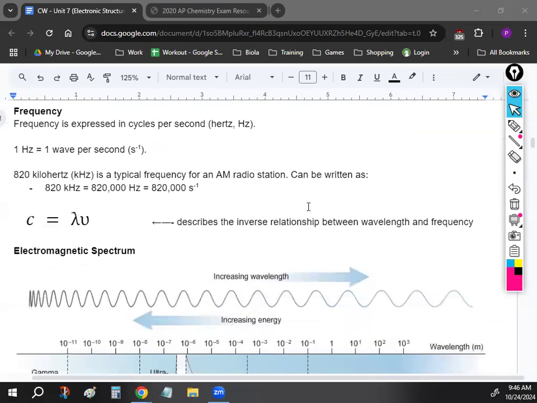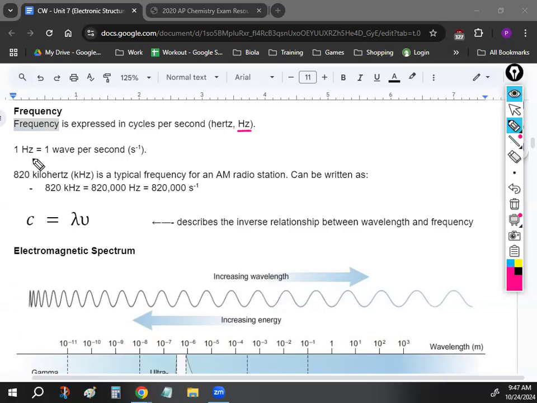So let's talk about the properties of light a little bit more. One of the properties we talked about is frequency, and it's basically the cycles per second, how many waves come per second. Now, there's a couple units of measurement we use to measure it. The first is hertz, which we abbreviate as Hz. You might have heard that when it comes to the radio, right? It talks about hertz, megahertz, things like that. It's because of the frequency of the radio waves.